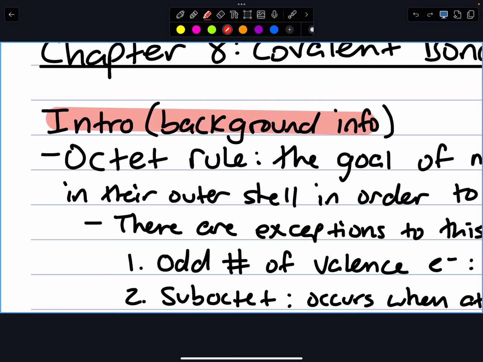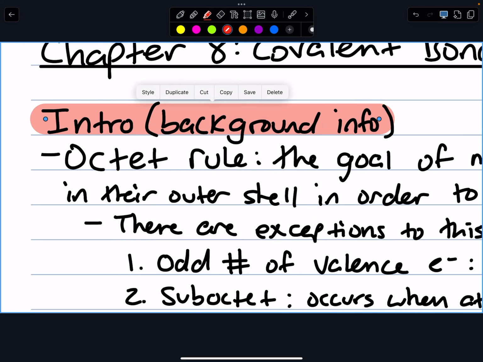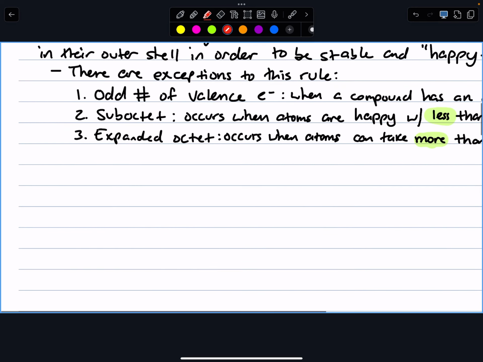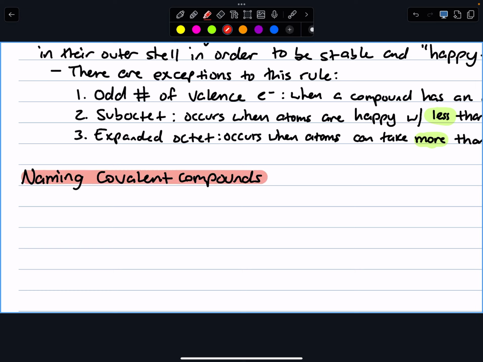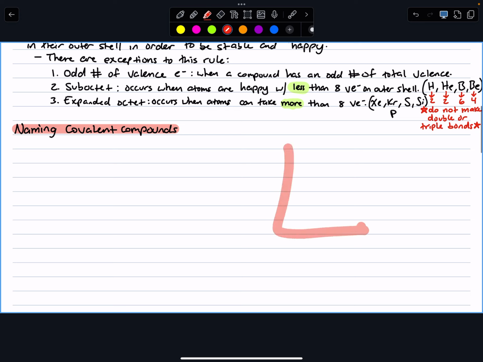All right, perfect. So now we're moving on to the next part of ionic and covalent bonding, which is naming covalent compounds. Do you guys remember doing that? We didn't spend that much time. How do you name covalent compounds? Di, tri, mono. What is that called? Prefixes.